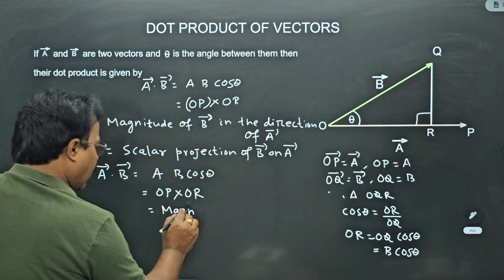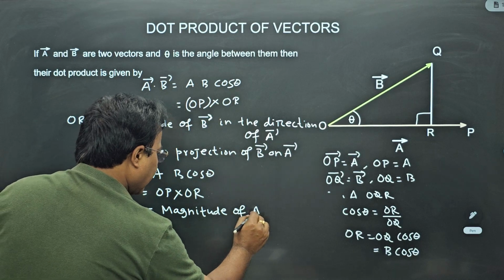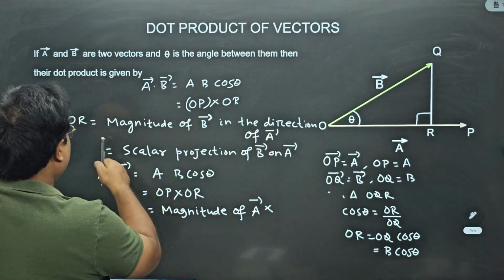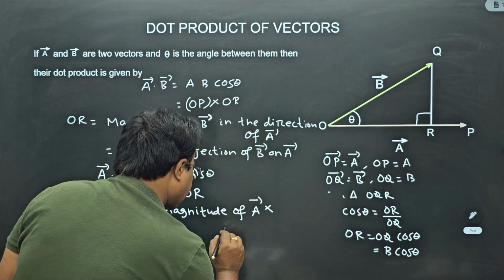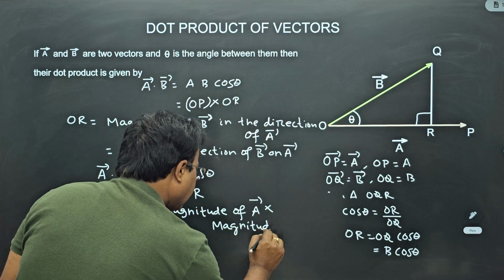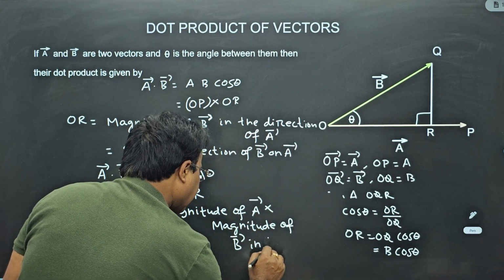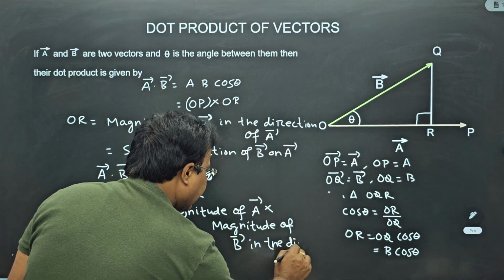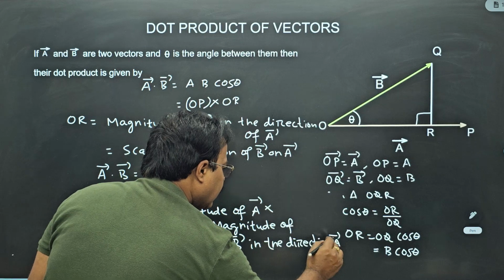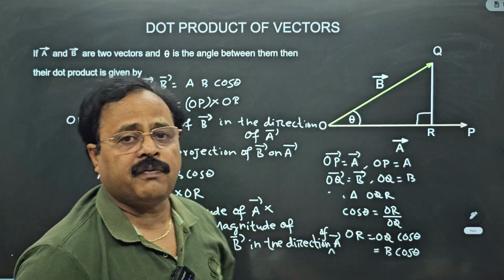You see, what is the meaning of the dot product of vectors? The magnitude of A vector into the magnitude of B vector in the direction of A vector. What is OR? It is the magnitude of B vector in the direction of A vector. This is the meaning of the dot product of vectors.